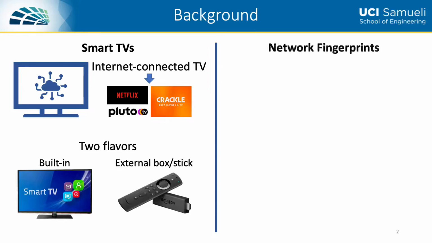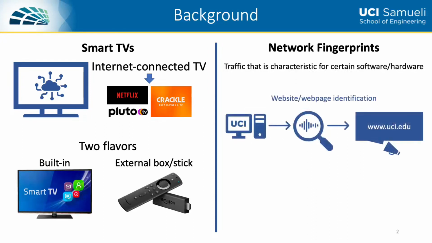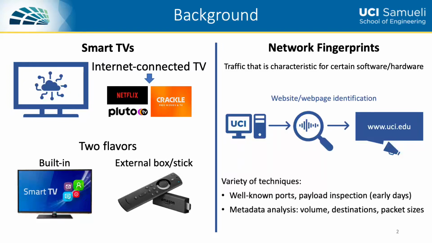In this work, we study network fingerprints in the context of smart TVs, and simply put, network fingerprints are traffic that is characteristic for certain software or hardware. And by observing the manifestation of fingerprints in real-world traffic, one can then deduce that the corresponding software is being used. Now, well-studied classic examples include identification of websites and IoT devices, but smart TV app identification has received less attention in the literature. There are many different network fingerprinting techniques, ranging from simple port-based fingerprints to sophisticated deep learning on traffic metadata. In this work, we consider three techniques that roughly fall in the middle of these two extremes.